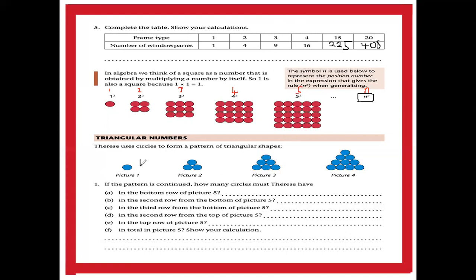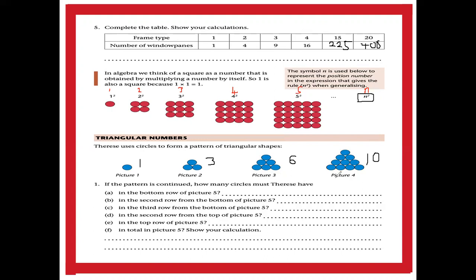So in picture 1, we have 1 circle. Picture 2, we have 3. Picture 3, we have 1, 2, 3, 4, 5, 6. Picture 4, we have 1, 2, 3, 4, 5, 6, 7, 8, 9, 10. Okay. If the pattern is continued, how many circles must Teresa have in the bottom row of picture 5?